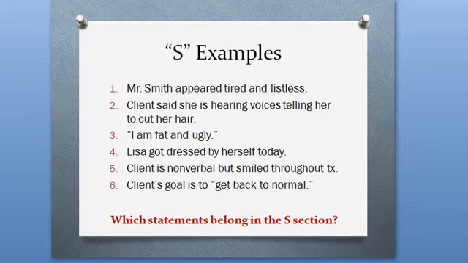So which statements out of these 6, I'm going to give you a minute to look them over, which statements belong in the S section? And I'll give you a little hint. 2 do not belong in the S section. So maybe think about that way. Think about 2 that you don't think belong in that subjective section of the SOAP note.